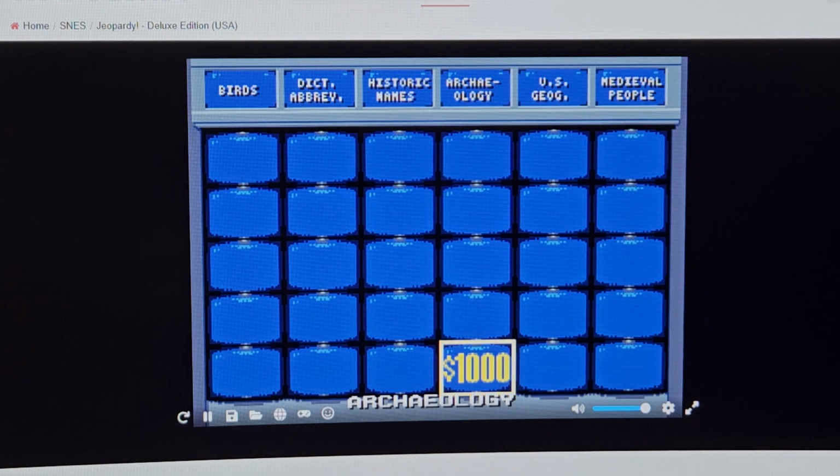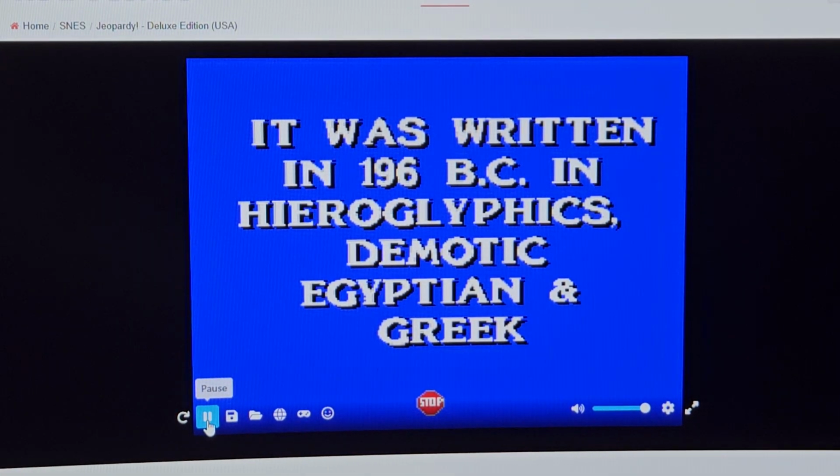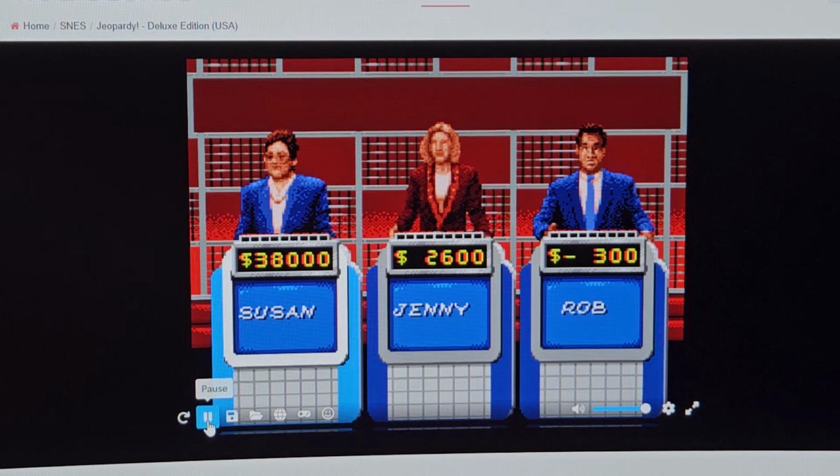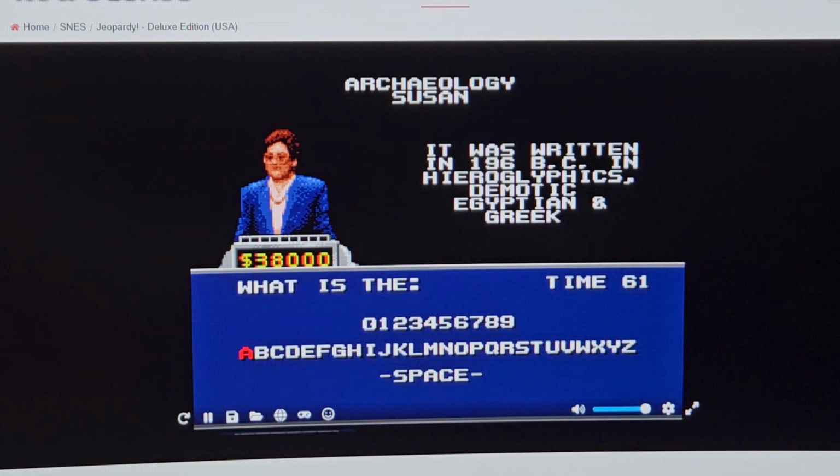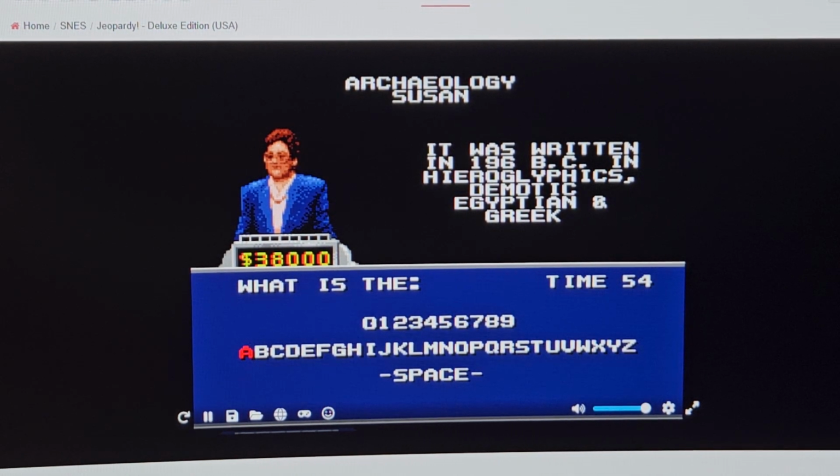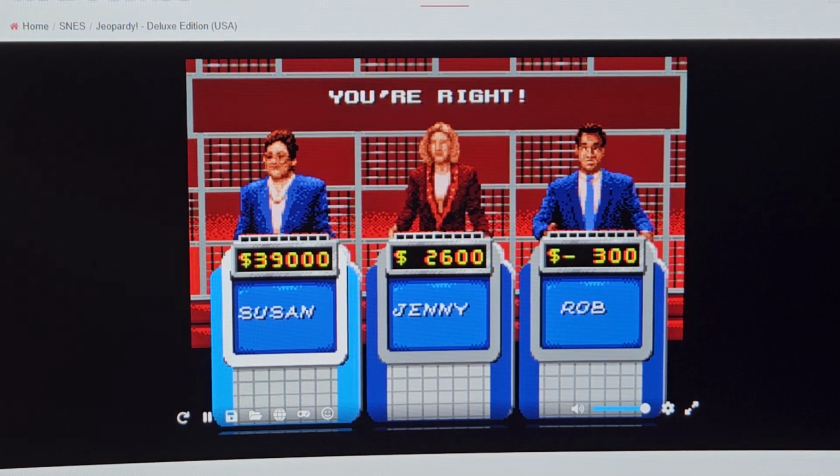If Rob wants to stick around, he's got to get this last clue right. The answer is: it was written in 196 BC in hieroglyphics, Demotic Egyptian, and Greek. What is the Rosetta Stone? So it's just going to be between Susan and Jenny for Final Jeopardy. Rob, you're going home.